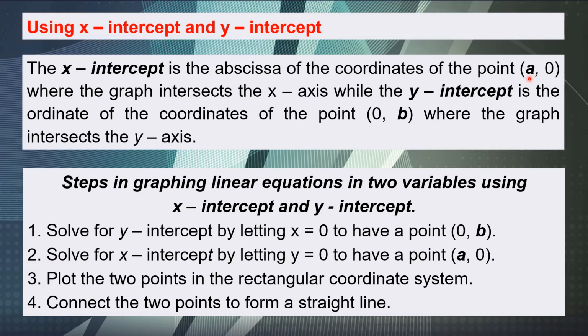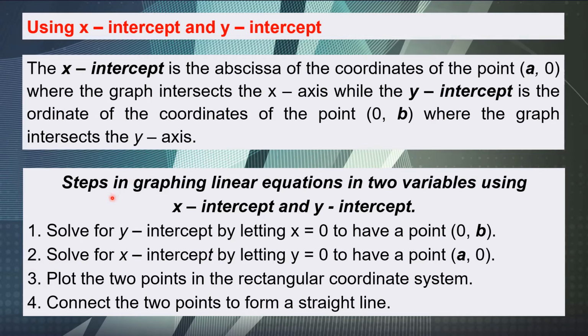A now is the x-intercept. Y is 0 here because we let y equals 0 in finding the x-intercept, where the graph intersects the x-axis, while y-intercept is the ordinate of the coordinates of the point 0, B, where B now here is our y-intercept. Then, yung value ng x natin ay 0. Why 0? Because in finding the y-intercept, we let x equals 0, where the graph intersects the y-axis.